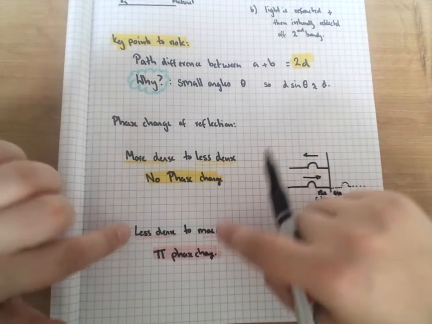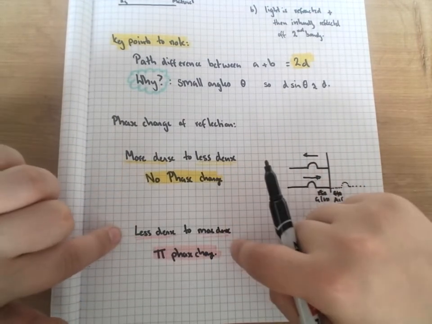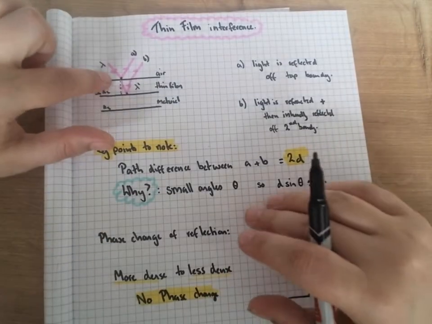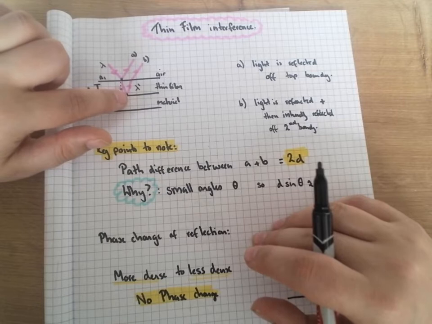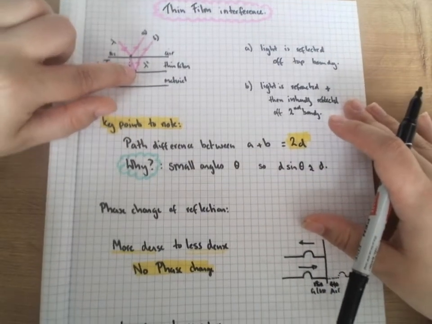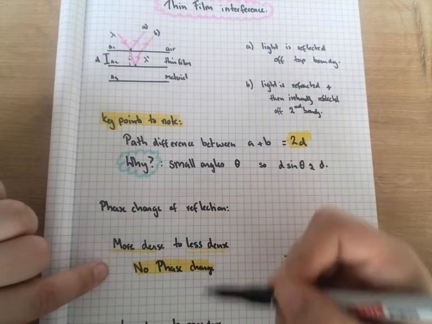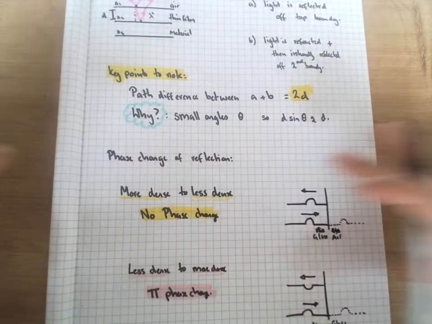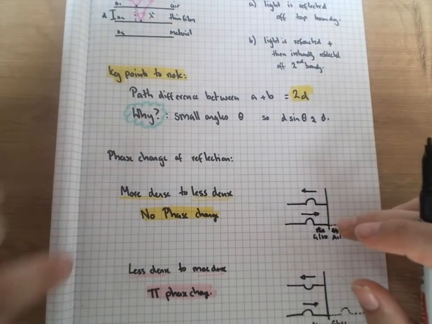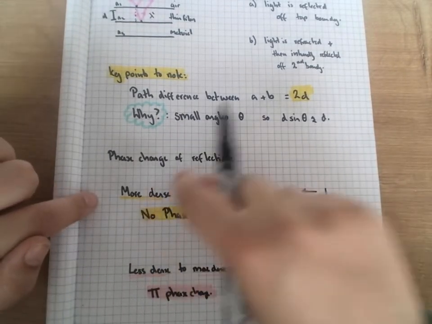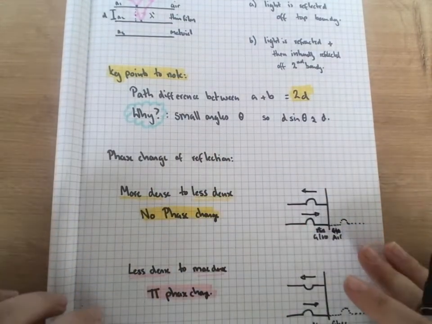So these are the two little questions that I need to be asking myself. What is the phase change at each boundary? What's the phase change here compared to what is the phase change here? Is it more dense to less dense or less dense to more dense? These you need to learn. Make sure you look at those, write them down, and repeat them, so that you know less dense to more dense, pi phase change. More dense to less dense, no phase change.